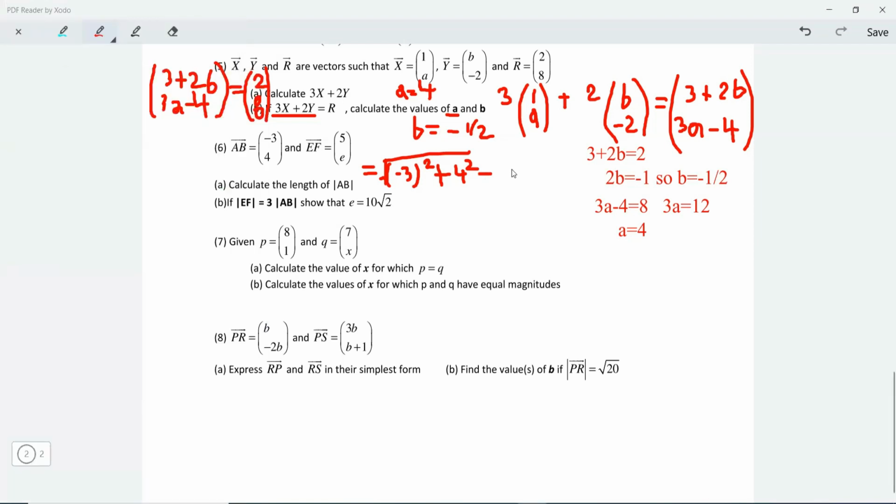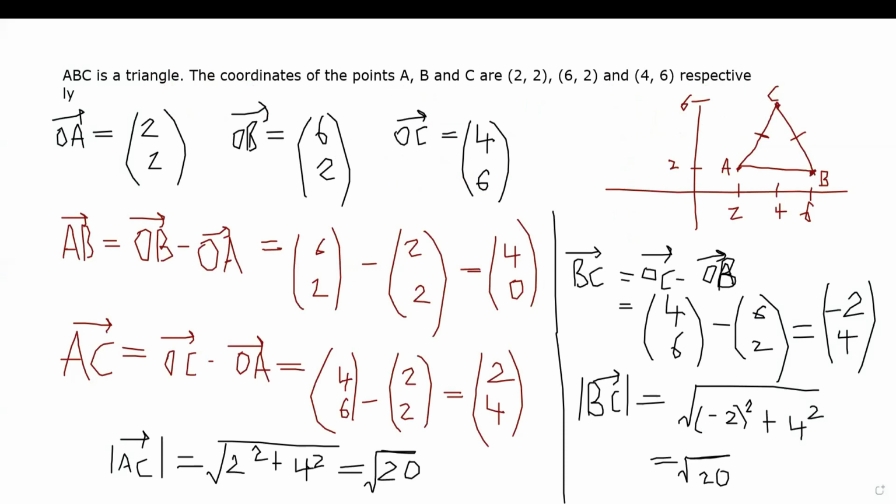This equals 5. Now, the next thing it says is, if the magnitude of EF is equal to 3 times the magnitude of AB, show that e is 10 root 2. Remember the magnitude of EF. I'm going to go to the whiteboard. Just to bear in mind, they give us that vector EF is (5, e). Since vector EF is (5, e), they tell us the magnitude of EF is equal to 3 times the magnitude of AB. But we already found the magnitude of AB is 5. So 3 times 5.